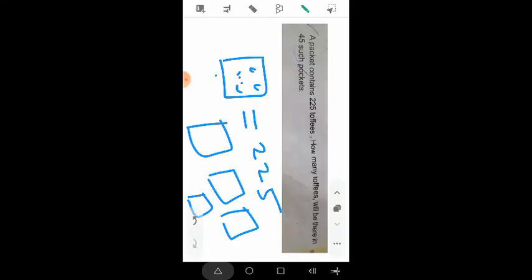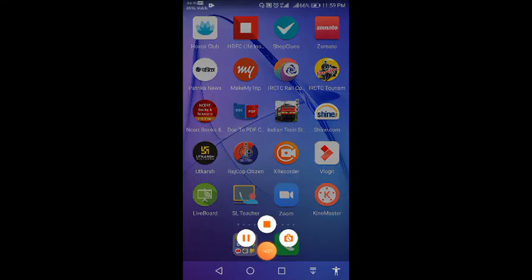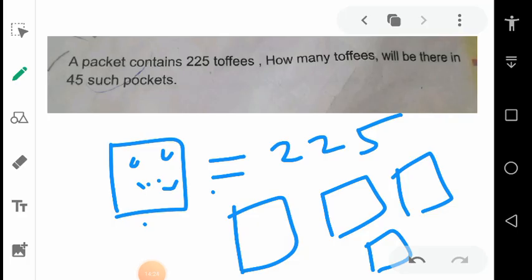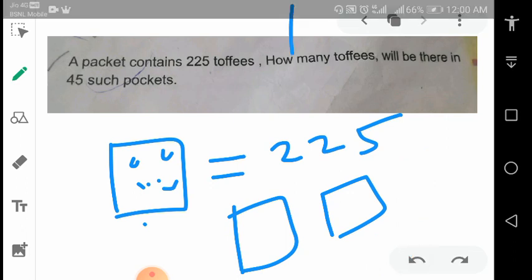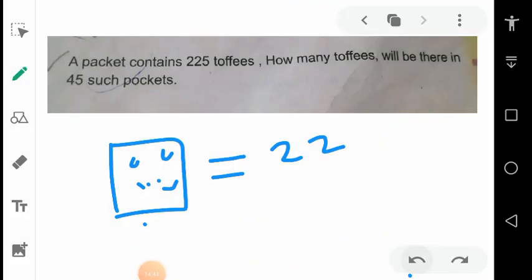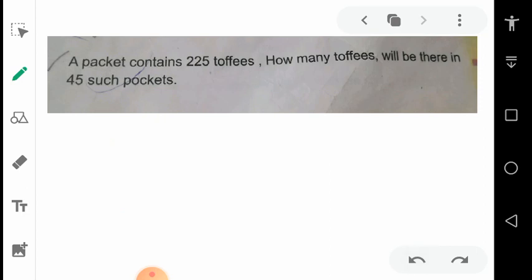So as I told you, if something is given about one and it is asked about many, it is the case of multiply. Here it is given that one packet contains some toffees and we want to find about 45 packets. So one packet is given and about 45 packets it is asked in the question. Here we multiply. Now I help you to solve this problem.